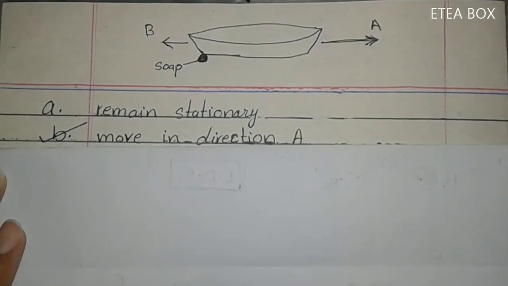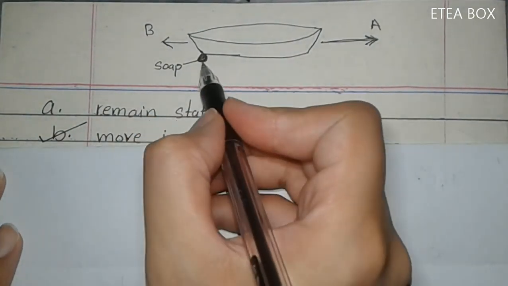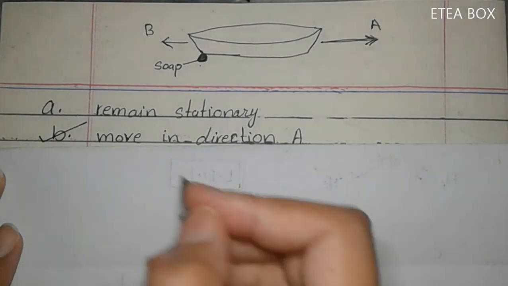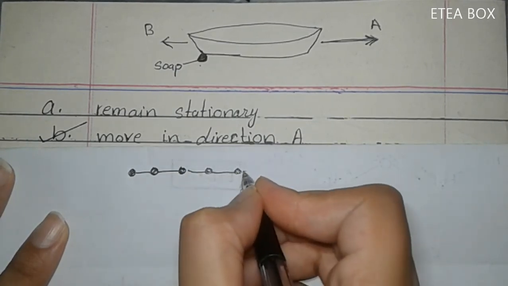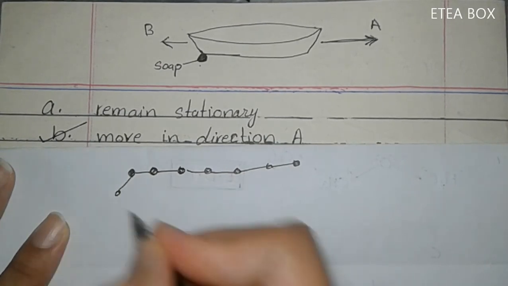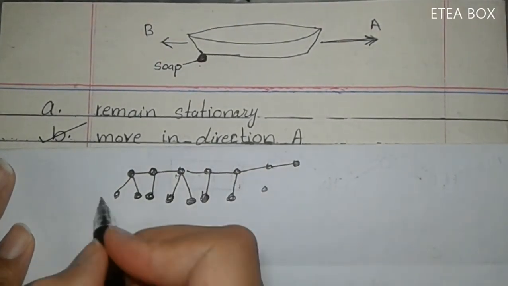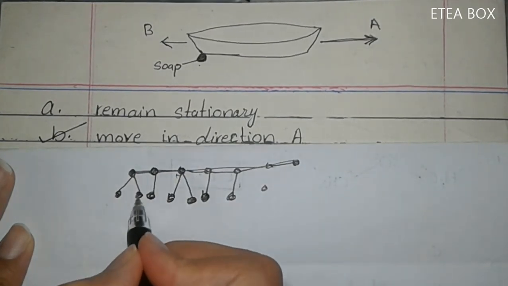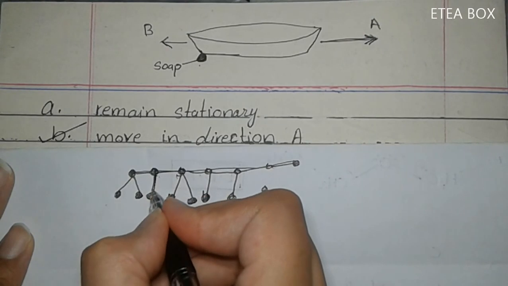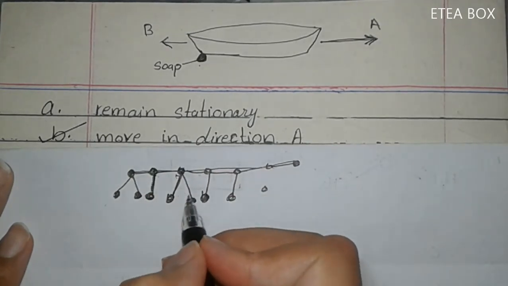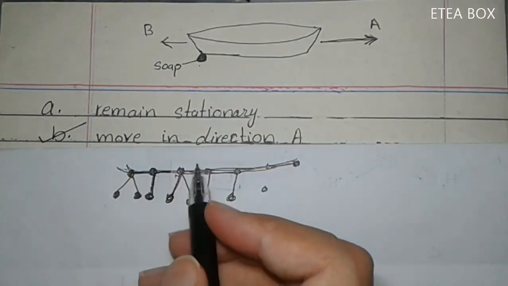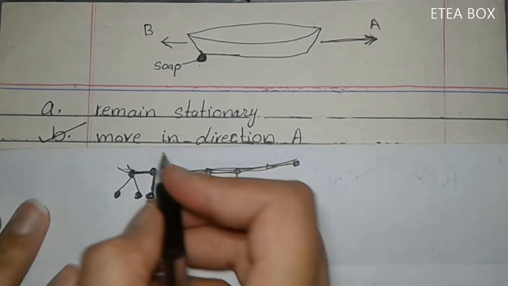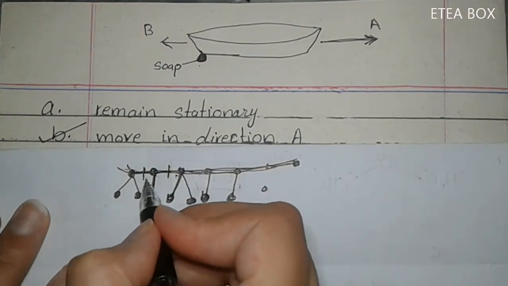How? Let's see. Now we know the purpose of soap. Soap weakens the intermolecular forces of the water and in turn it weakens the surface tension. Look here, these are the molecules of water, and this one is the surface molecule. These molecules exert force on the molecule above in order to make the surface tension. Due to these intermolecular forces the surface tension is made. When we fix the soap on the boat, the soap weakens these intermolecular forces, and in turn the surface tension is weakened.